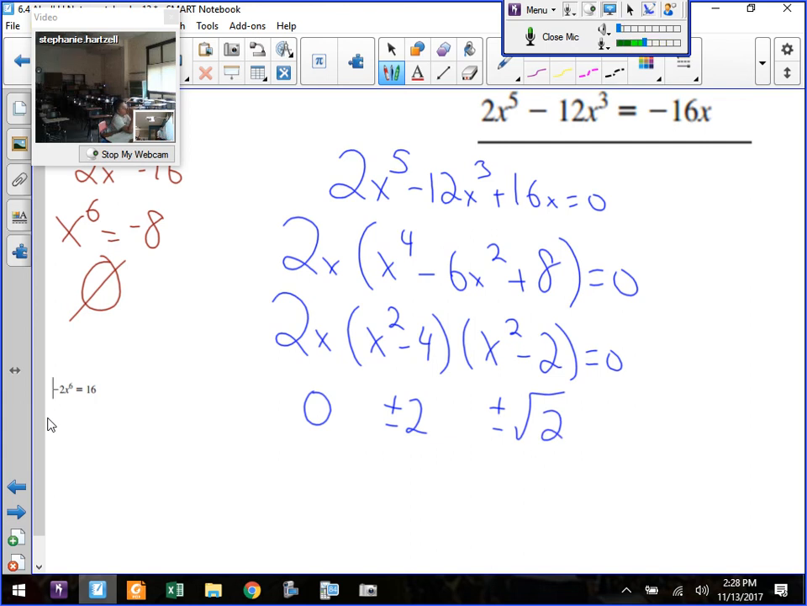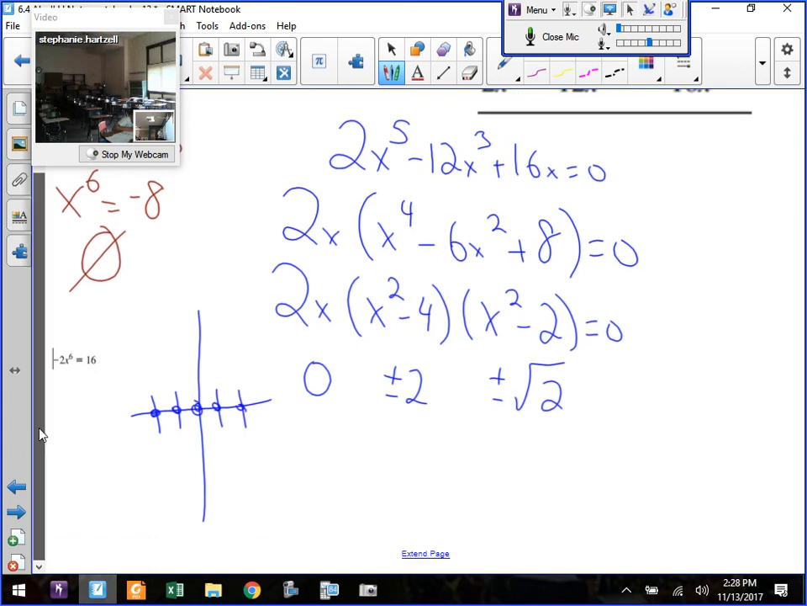What would your graph look like? It's down, up. Something like that.